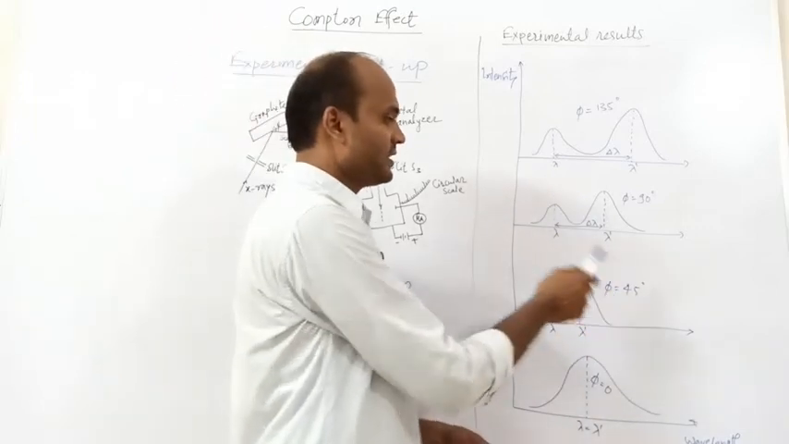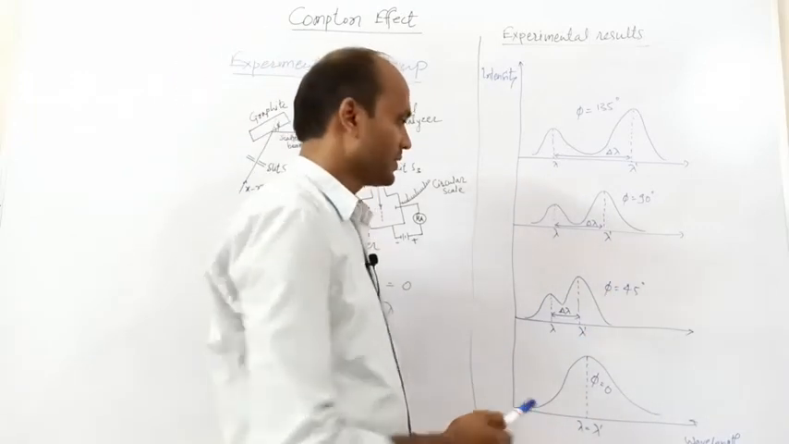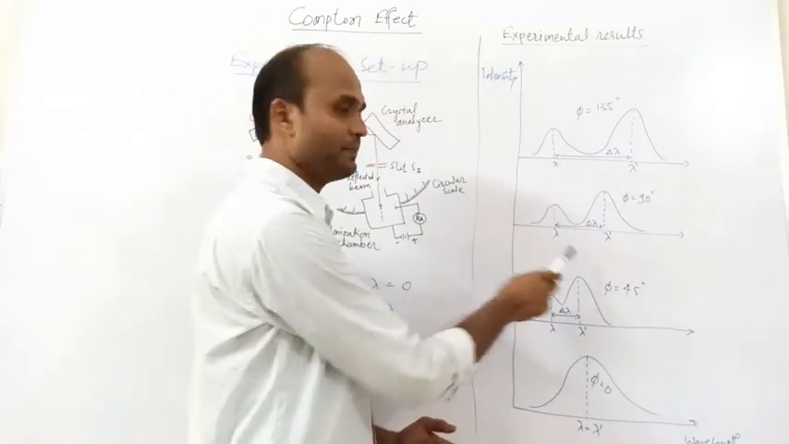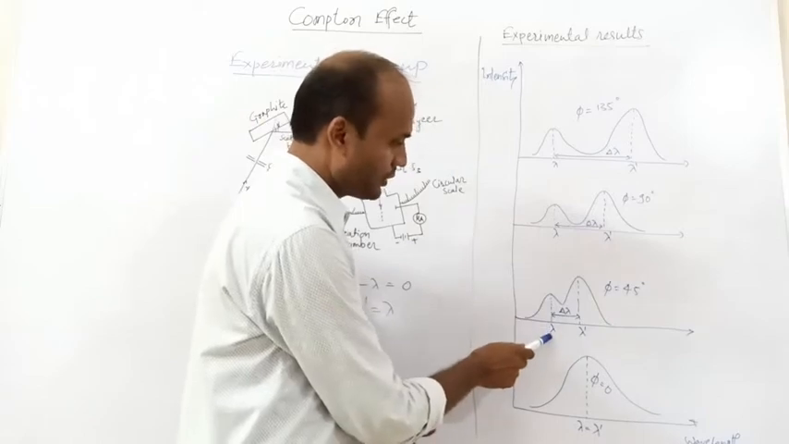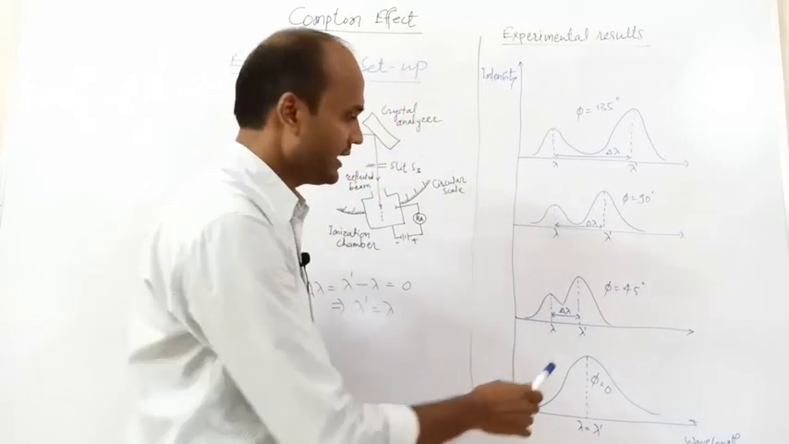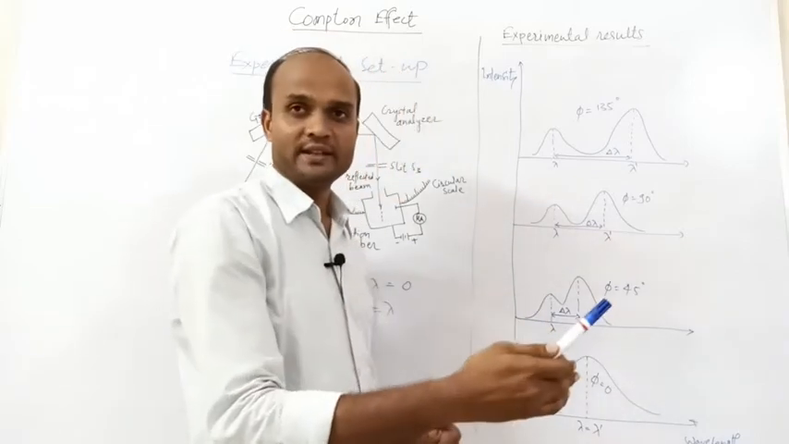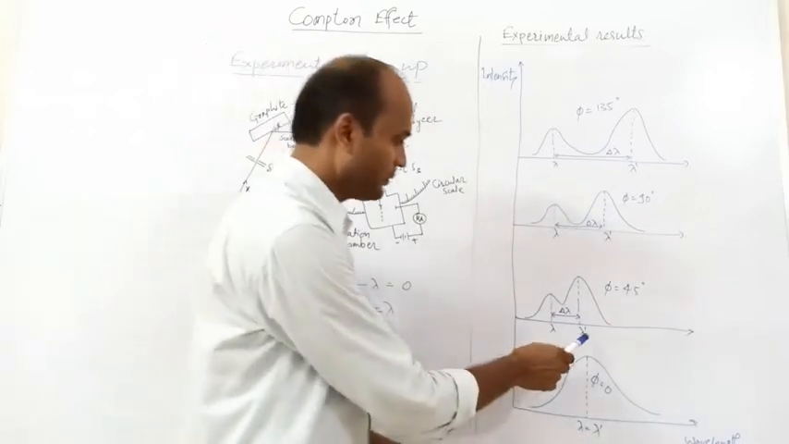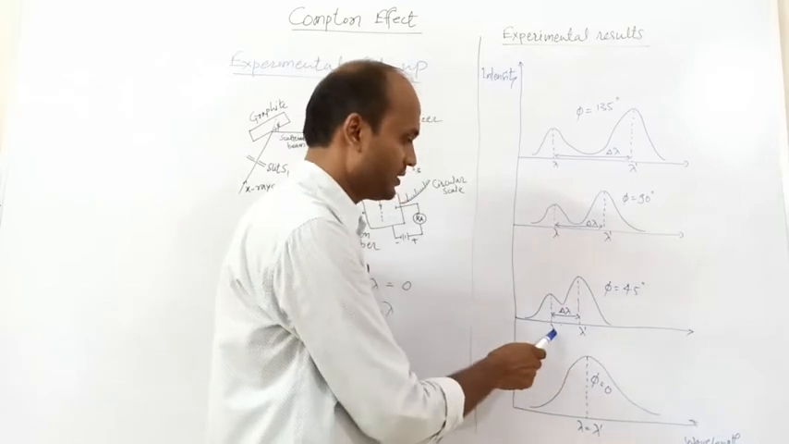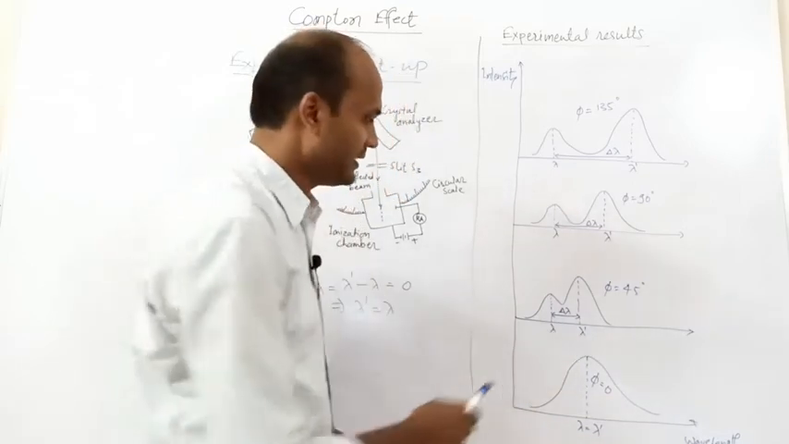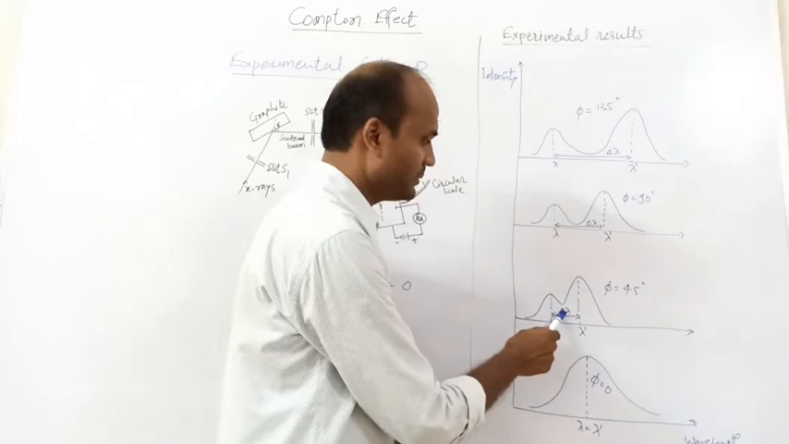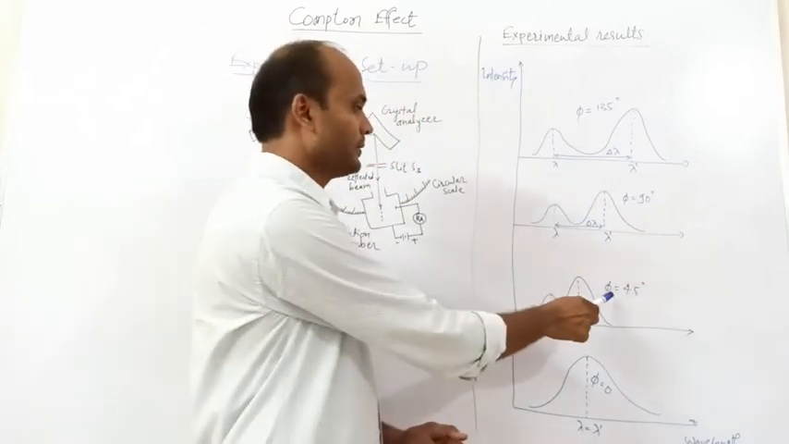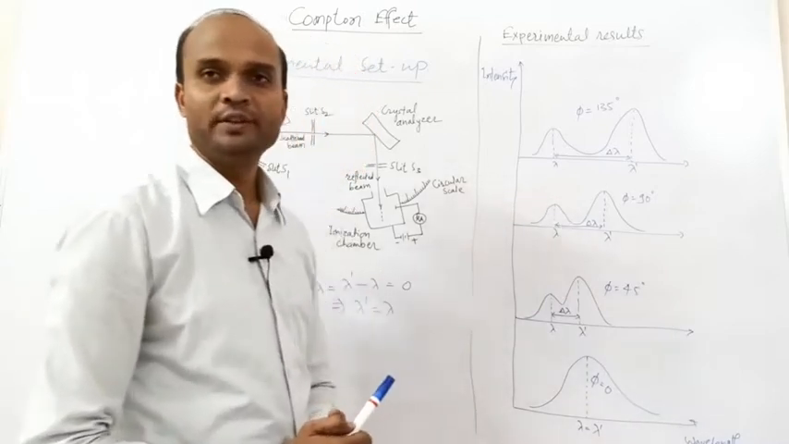So no Compton effect was observed here. Now if we increase the scattering angle phi, suppose phi is equal to 45 degrees, then we get 2 intensity peaks. One peak corresponds to wavelength lambda, the original wavelength, and the other corresponds to lambda dash, a longer wavelength, which is the modified wavelength. The difference between these two wavelengths is delta lambda, the Compton shift for phi equal to 45 degrees.